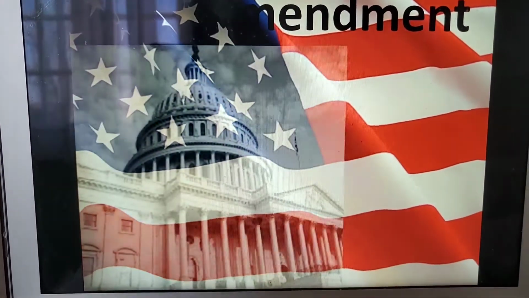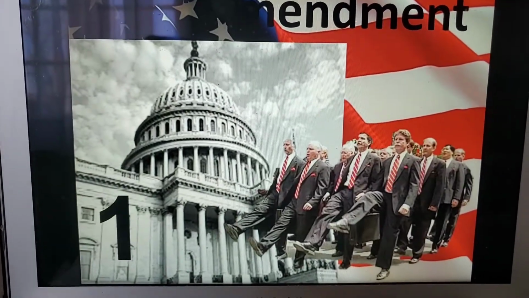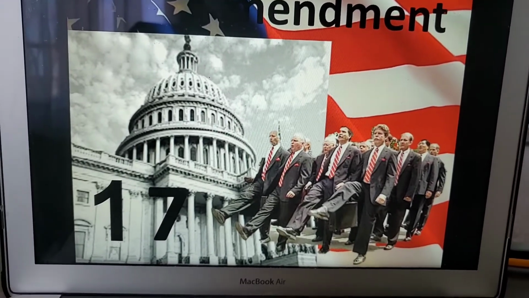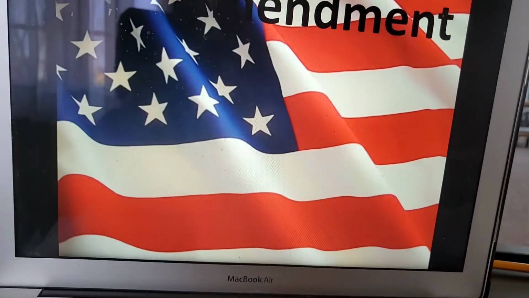Alrighty. Next one up. Oh, sorry. There's another picture of 17 senators marching. Okay.